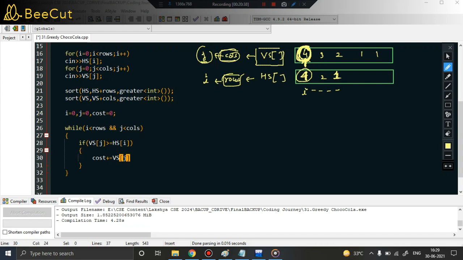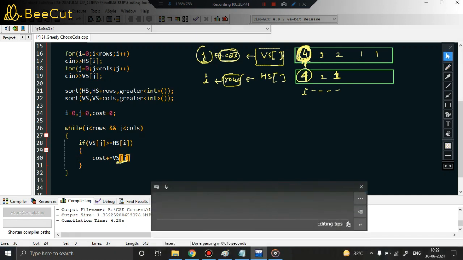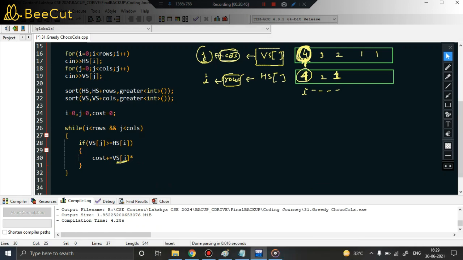So I'll basically pick up this element, and what is it? Vs of j. Vs of j, the slide cost is 4 into how many parts? That will depend upon... everything is fine so far. We are comparing which of this is greater. We will pick up that element and add it to the cost, but now the point to decide is how many parts are present.